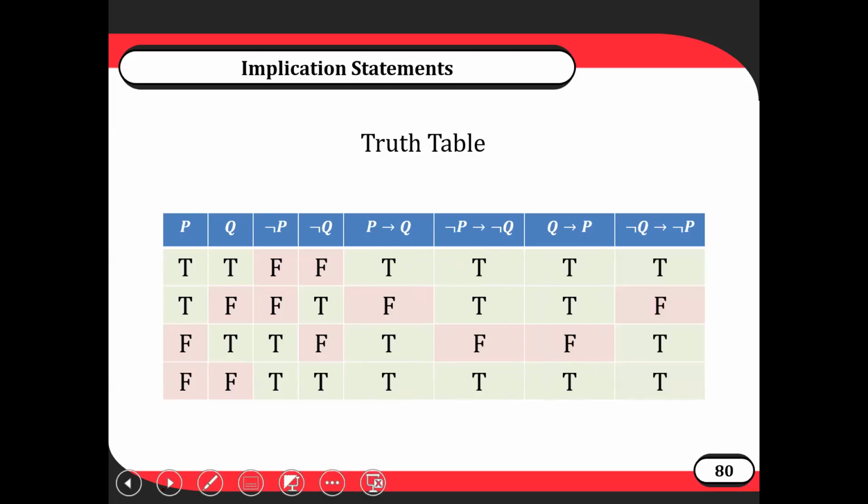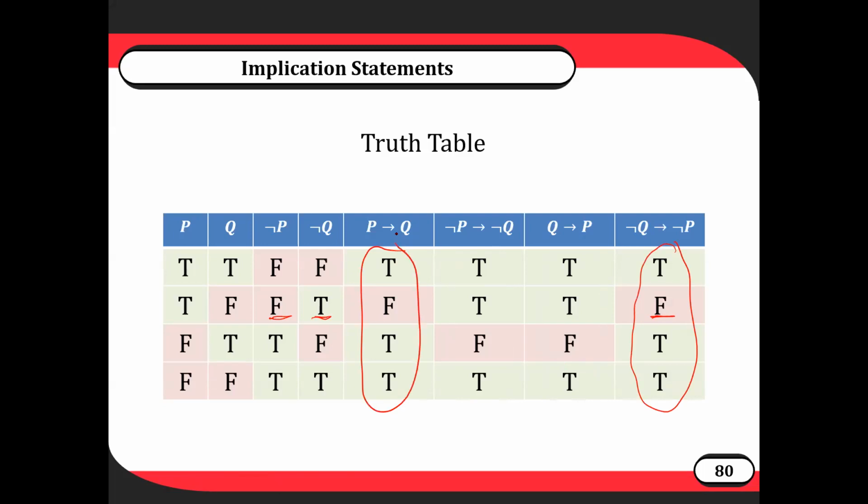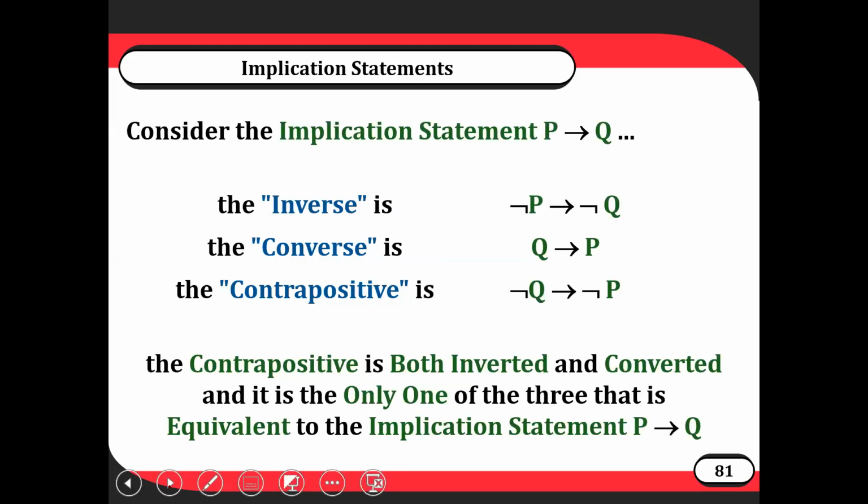Finally, not Q implies not P. So we're looking here, not Q is true and not P is false. So this is the only one that's false. The rest are all true. And we can see that actually these two columns are the same. So as it turns out, the contrapositive is both inverted and converted, and it's the only one that's equivalent to the implication statement, P implies Q. So this and this are logically equivalent.